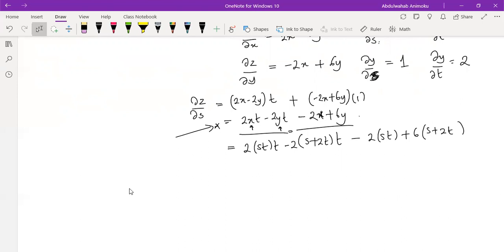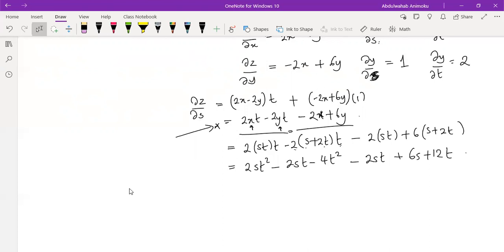Or, if they ask you to make sure your answer is in terms of s and t, then you substitute what x and y are into the equation. So in this case, you have 2st squared minus this times s times t, that will be minus 2st, then minus 2 times 2t times t, that will be minus 4t squared. Then you come here, you have minus 2st, then here you have 6s plus 12t.